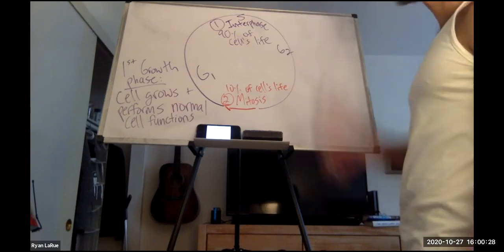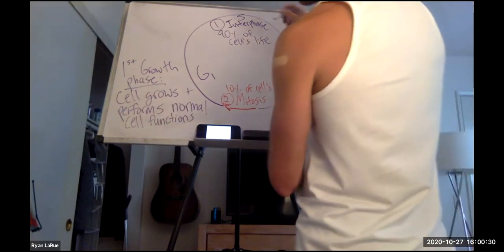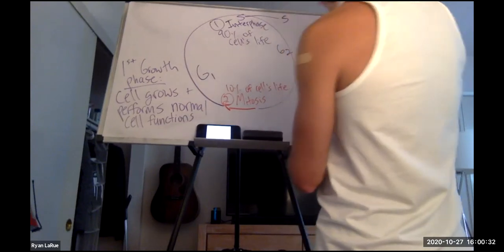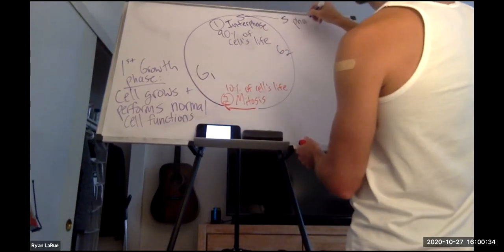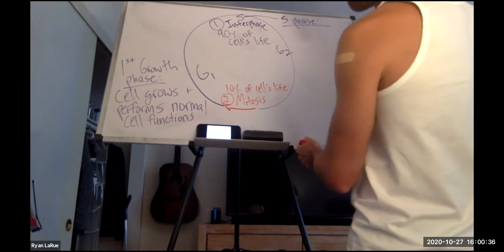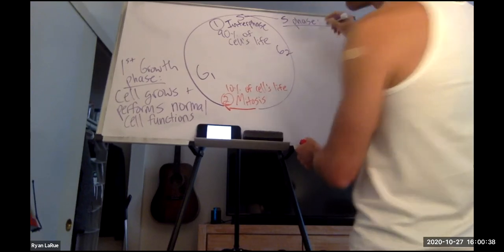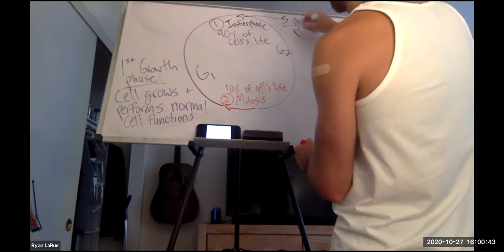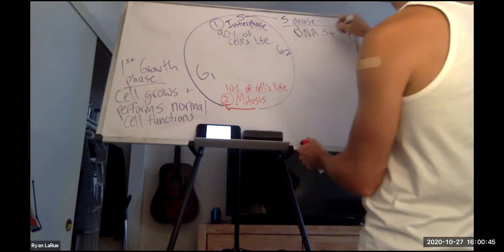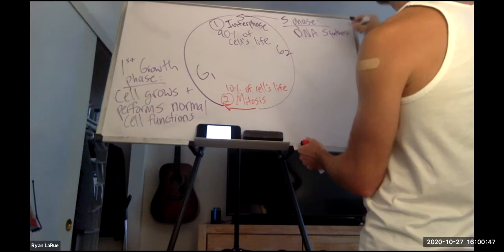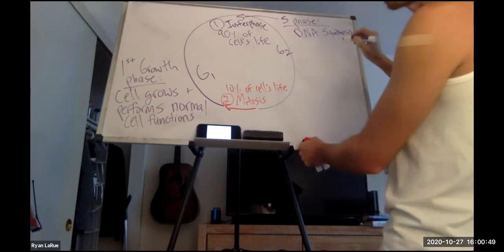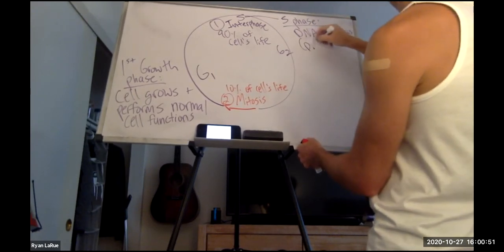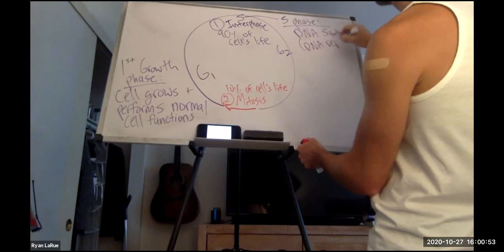When the cell enters S phase, S stands for synthesis, specifically DNA synthesis. DNA synthesis. This is when DNA replication occurs. So DNA replication occurs.